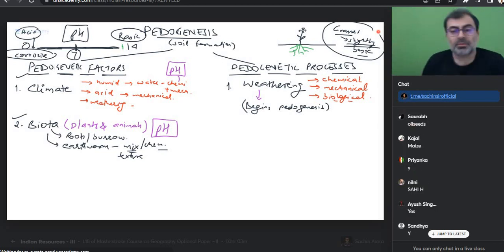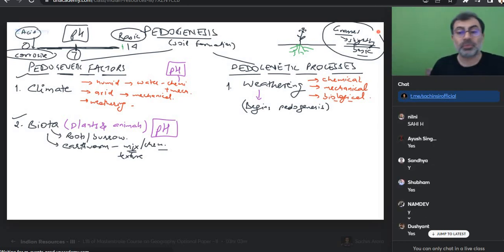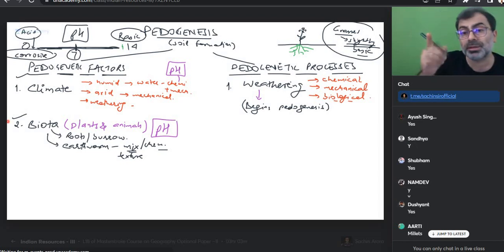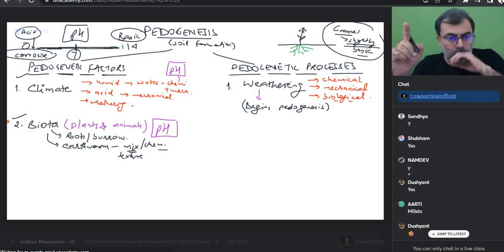Everyone will show me all your physics and science, and after that I don't understand. Millets: jowar, bajra, ragi are all grass. So everyone, are you interested in grass? So what soil? pH decided.